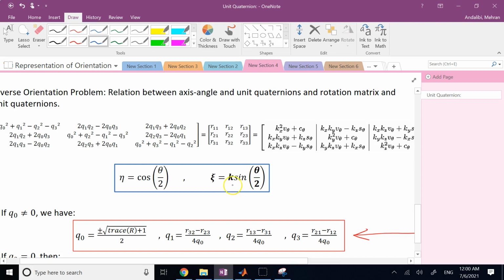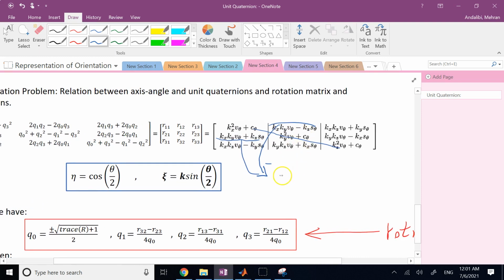If you remember back then, I subtracted the elements that were mirror image of each other with respect to the diagonal. So for example, I subtracted this one and this one because they both shared kx, ky, v theta. So when I subtracted, I got 2kz sine theta, right? So in this case, if I subtract these two, the result is what? 2kz times sine of theta, right? That's element 2, 1 minus 1, 2.